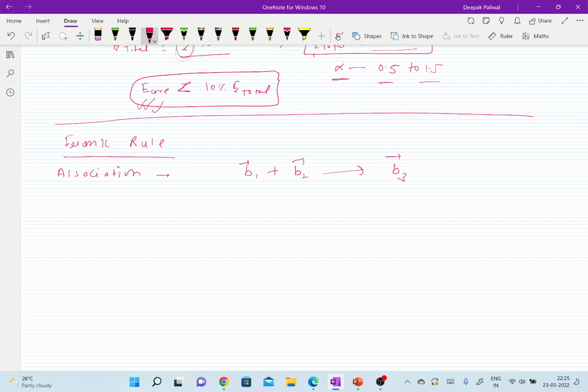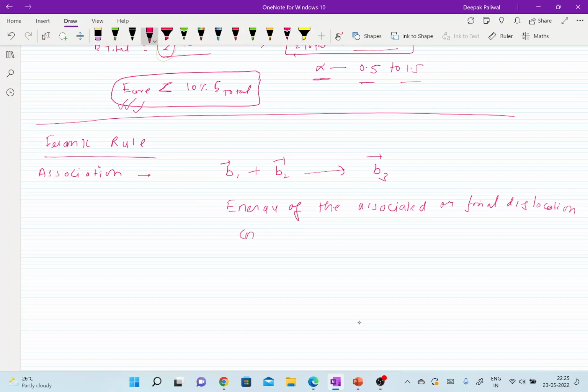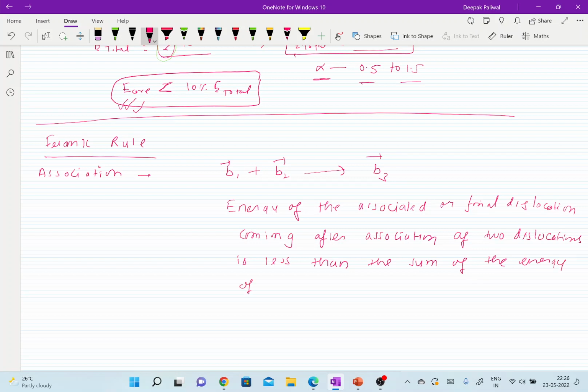So what does the Frank rule say? When the energy of the final dislocation coming after association of two dislocations is less than the sum of the energy of those two dislocations.